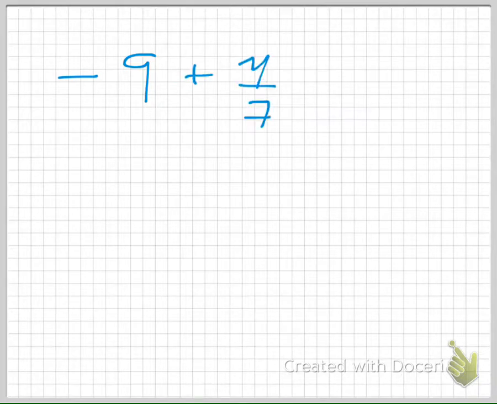Here we go. Try this. Negative 9 minus y over 7. Oh, that one's tough. I'm not going to make you do that one. Hold on. We're going to go negative 9 plus y over 7 equals, yeah, we'll go with negative 12.